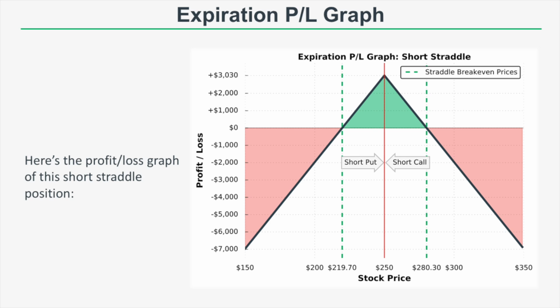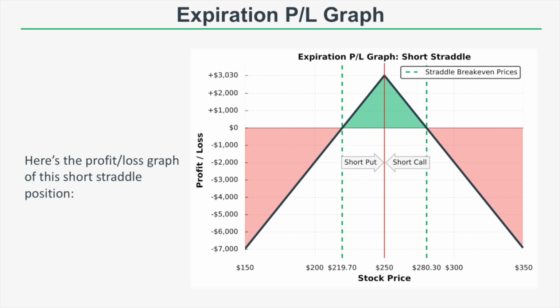Alright, so as we can see, the maximum profit potential of $3,030 occurs if the stock price is right at $250 at expiration. Now that's because we collected a net credit of $30.30, and in dollar terms, that means we collected $3,030 in premium, and if those options both expire worthless, we will keep the $3,030 premium we collected. Now, of course, that only happens if the stock price is right at $250, which, as we can see, is a very low probability event.